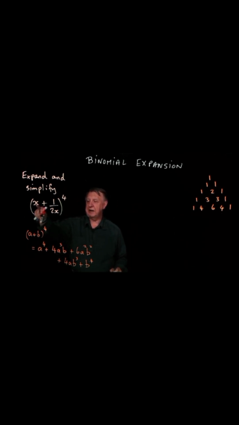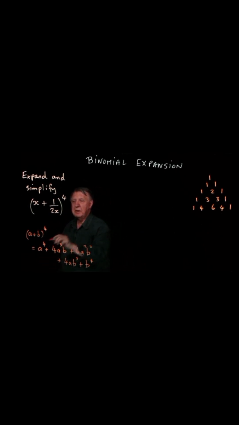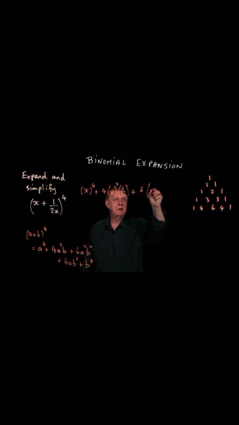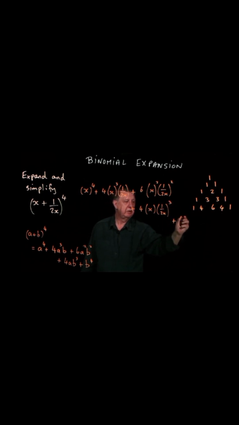Now we look at this. a is x, b is 1 over 2x. Be liberal with brackets, use lots of brackets. So a, x to the 4, 4 times x cubed times (1 over 2x), 6 times x squared times (1 over 2x) squared, 4 times x times (1 over 2x) cubed, and finally (1 over 2x) to the 4.